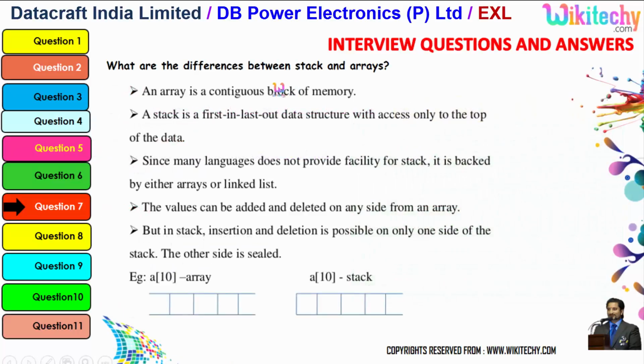Now let's talk about the differences between stack and arrays. An array is a continuous block of memory and you can insert and delete on both sides. Whereas a stack has only one side to insert and delete. The last one who comes in will come out first. That's how the stack works. That's the difference.